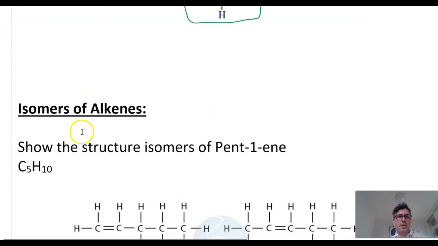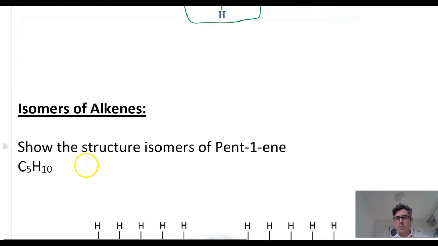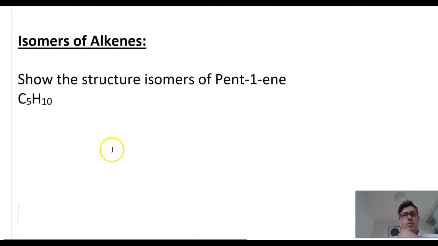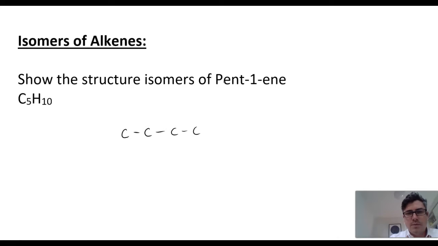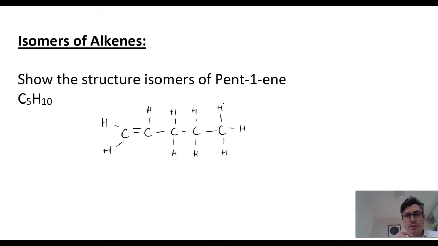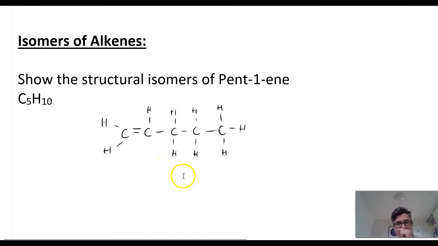Okay, now we're going to look at isomers. So what I'd like you to do next is show me all the structural isomers you can think of for pentene. So remembering that pentene as a regular parent molecule has 5 carbons. Remembering carbon has only 4 things bonded to it at any time, and not exceeding that. So that's the first one. How many structural isomers can we find? Pause the video, have a go at that.